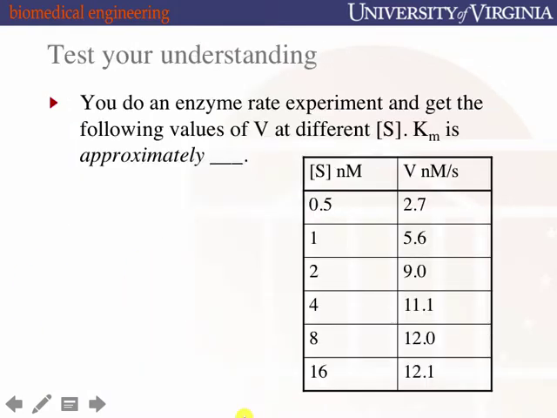All right, so let's test our understanding of this. Here's a little problem for us to do in class. You do an enzyme rate experiment and get the following values of V at different substrate concentrations. Km is approximately what? I'm going to give you between 60 seconds and 120 seconds to figure this out. This is your experimental data set. At this concentration of S, you've measured a velocity of this.